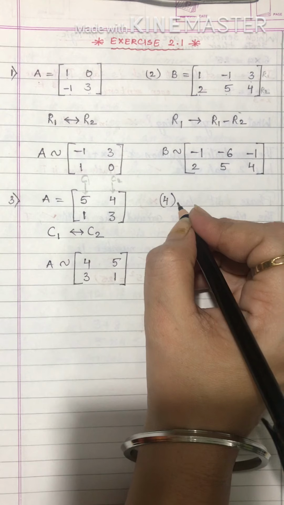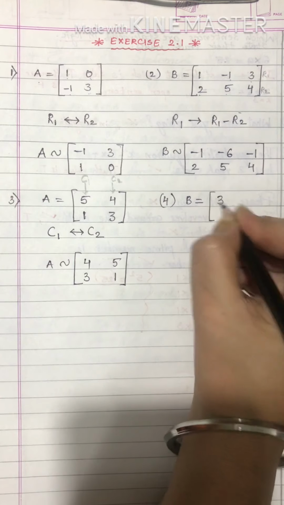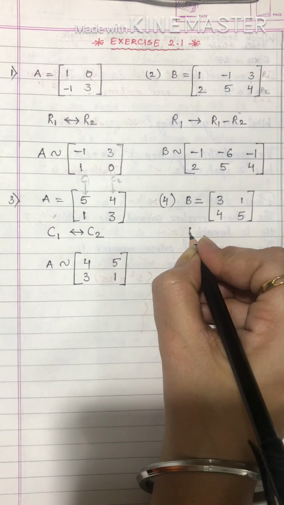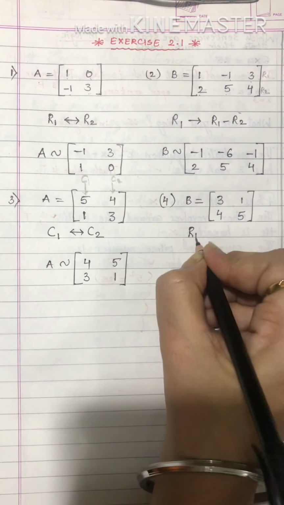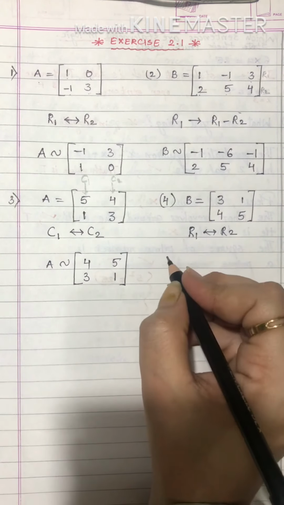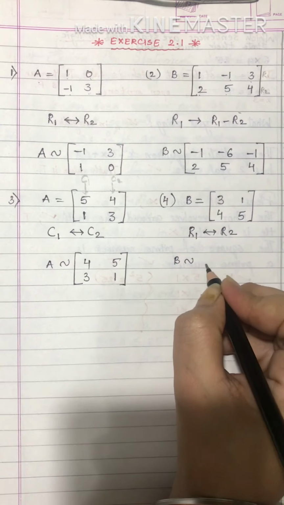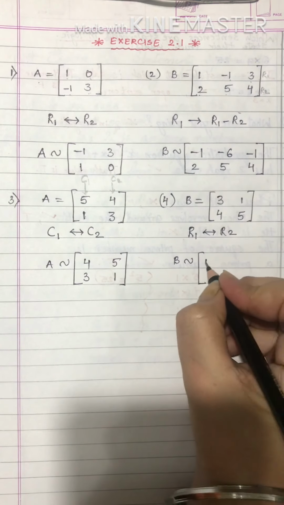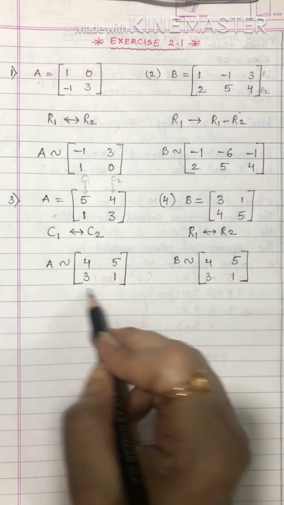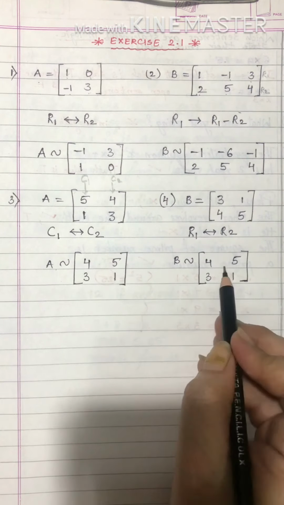Next question I'm taking, B is equal to 3 4 1 5. Let's take one more, R1 interchange with R2. So we get B equivalent to R1 interchange 4 5 3 1. Just check out the question which brought this answer to us and the next question which brought this answer to us. Check the elements.